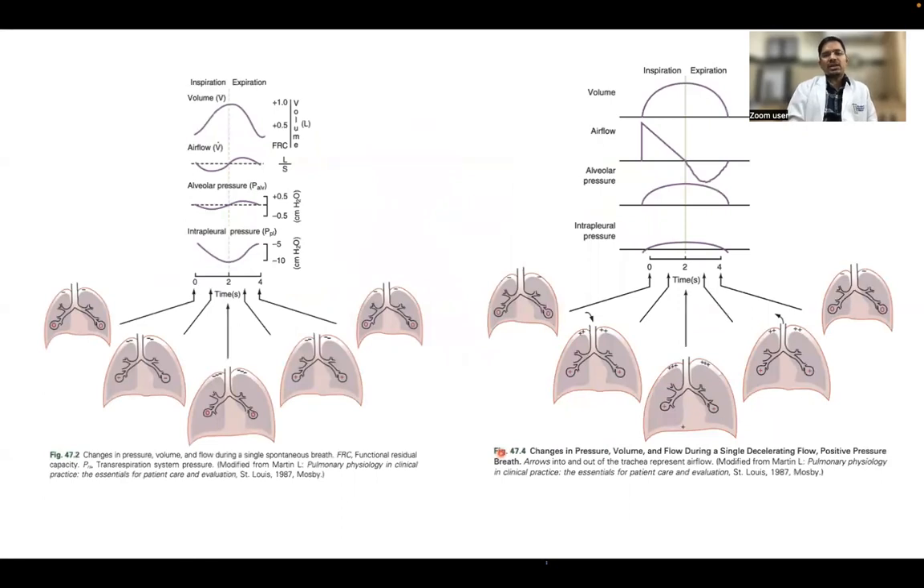Now we know that spontaneous ventilation is a negative pressure ventilation, whereas we are going to discuss positive pressure ventilation. The basic difference between negative pressure ventilation and positive pressure ventilation is that a negative pressure is created inside the alveoli during spontaneous ventilation. That's why air is moving from outside to inside the alveoli. And expiration is a passive process, so air is coming out. So we can see that in the negative direction, the airflow will always be a negative deflection.